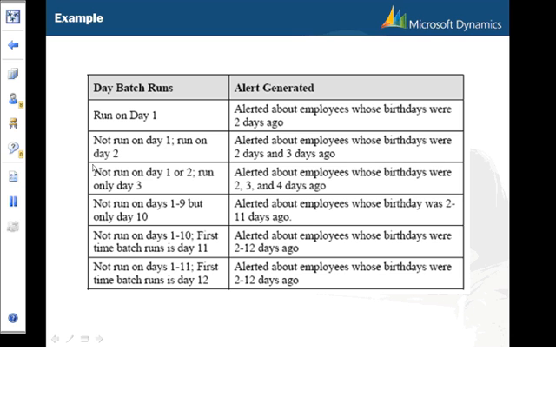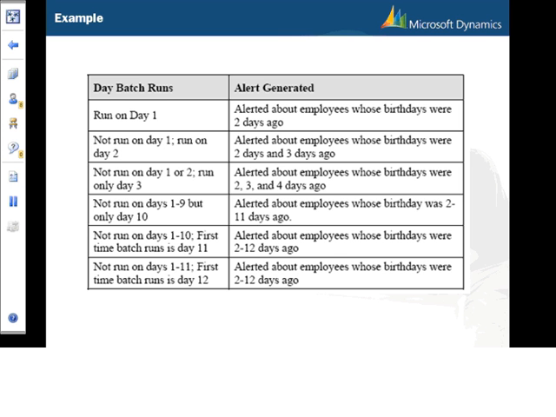If the batch is not run on day 1 but runs on day 2, an alert is sent about employees whose birthdays were 2 days and 3 days ago. If the batch didn't run on the first and second day but only on day 3, an alert is sent about employees whose birthdays were 2, 3, and 4 days ago. If not run on days 1 to 9, but only on day 10, the user is alerted about employees whose birthday was 2 to 11 days ago.